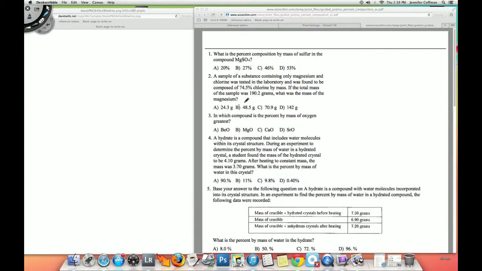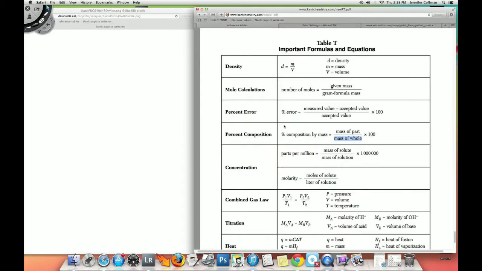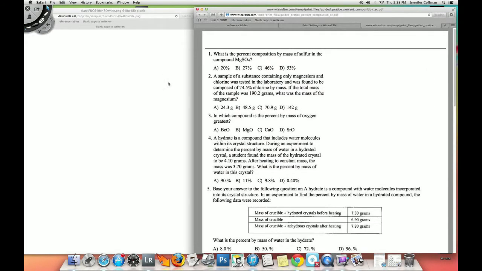So this one was here, and this one was here. Okay, in which compound is the percent by mass of oxygen the greatest? Now, there is a lot of math going on here. If we look at the percent by mass of oxygen, we use the reference tables again, because we want percent by mass. We're going to use this formula right here, percent composition by mass, and we're going to do that for all four of these.